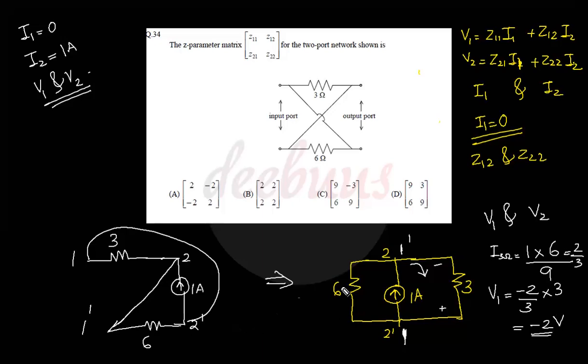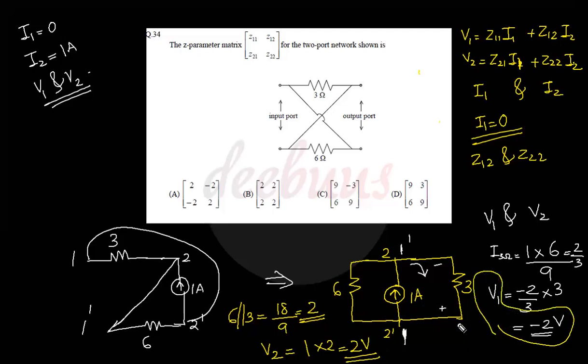Similarly, we can check what V2 is. V2 is the voltage across this 1 to 2 dash. For that I have to calculate the total resistance first. That is, total resistance is 6 ohm parallel with 3 ohm. So 6 parallel 3 is 6 into 3 is 18 by total resistance 9, that is 2 ohm. 2 ohm is the total resistance. So V2 equals current 1 ampere into 2. So V2 is 2 volt. So now we calculated V1 as minus 2 volt and V2 as 2 volt.